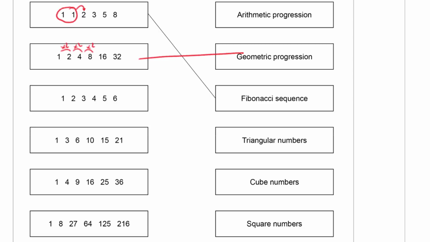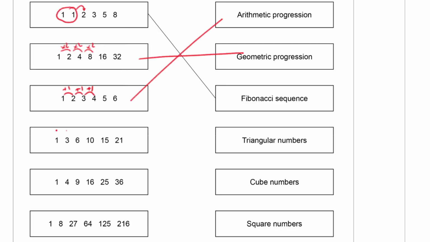Next one, 1, 2, 3, 4, 5, 6. That one is going up in even jumps. It's +1 each time, +1, +1, +1. So any sequence that's going up by a fixed number each time is an arithmetic progression. Okay, what have we got now? 1, 3, 6, 10, 15, and 21.